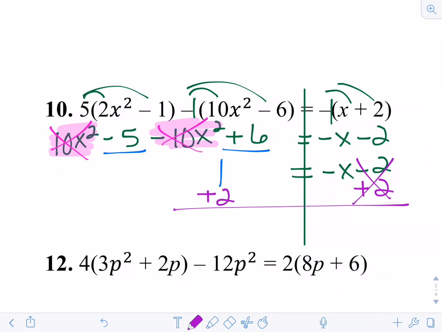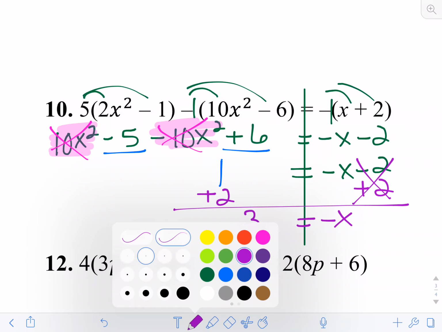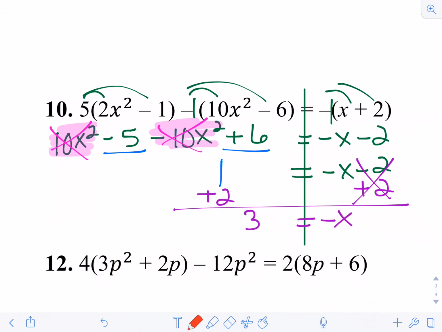So that's my 0 pair. 1 plus 2 is 3, and that's equal to negative x. You cannot have a negative x, so you need to divide both sides by that negative 1. So you will get x is equal to 3 divided by negative 1 is a negative 3.